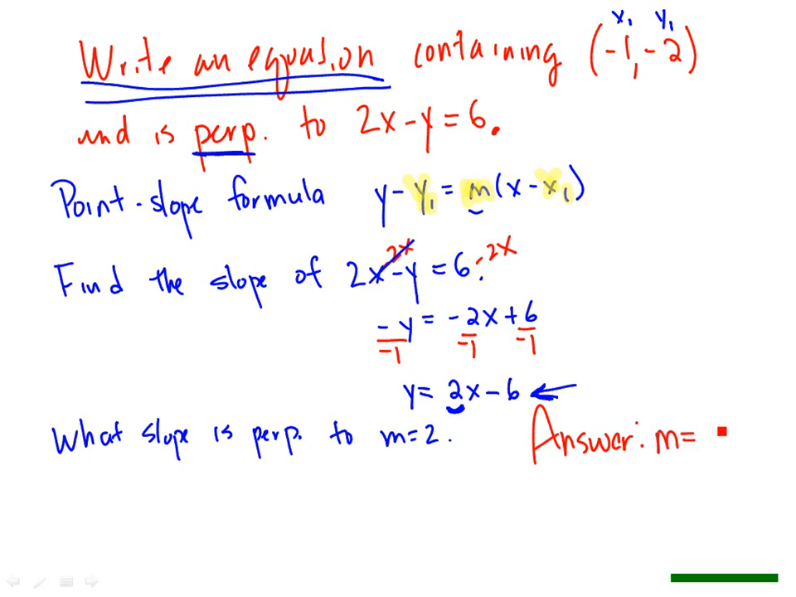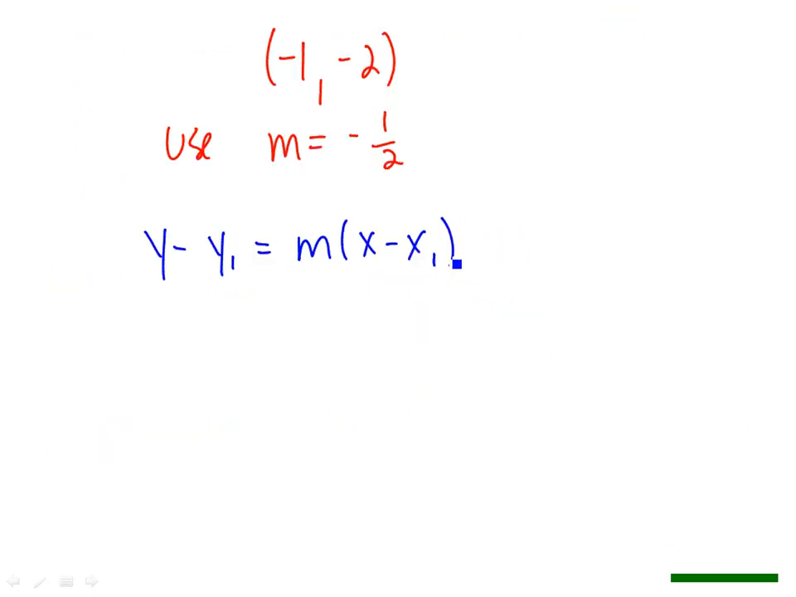M equals -1/2. The reason being is that perpendicular means opposite and reciprocal, not one or the other. It means both at the same time. So what is the opposite sign of positive? It is negative. What is the reciprocal of 2 over 1? It is 1 over 2. That's why we will use m equals -1/2. Okay, we have everything we need.